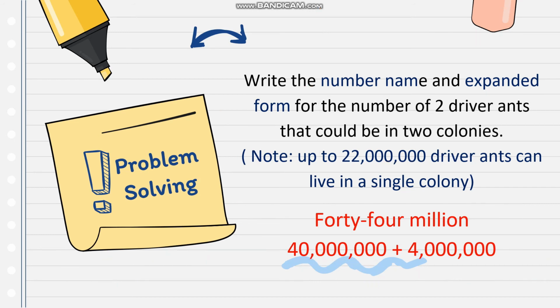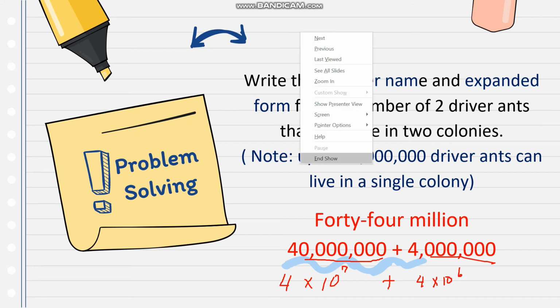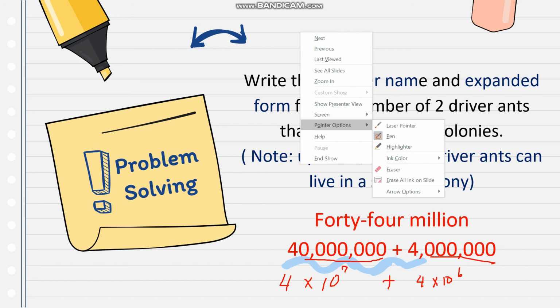Or there's another way. You just simply use the exponential form. 4 multiplied by 10, then how many zeros are there? 1, 2, 3, 4, 5, 6, 7, so 10 to the 7th power, plus 4 multiplied by 10, and how many zeros? We have 10 to the 6th power. So those are the different ways to change the standard form or number names into expanded form.